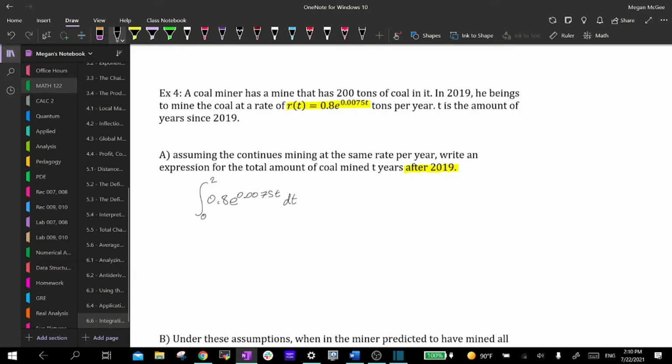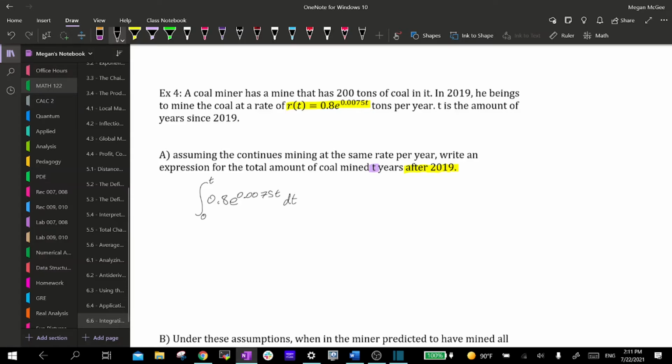However, we were just asked for the total amount of coal mined t years. We weren't given an exact number of years, but that is okay. We are allowed to put a variable in the bounds of an integral. So we're allowed to put t up here as our upper bound. That way, when we evaluate this, we have a function where we can plug in the value and we can get out the total amount of coal for that many years. All right. So part A was just asking us to put together the expression.